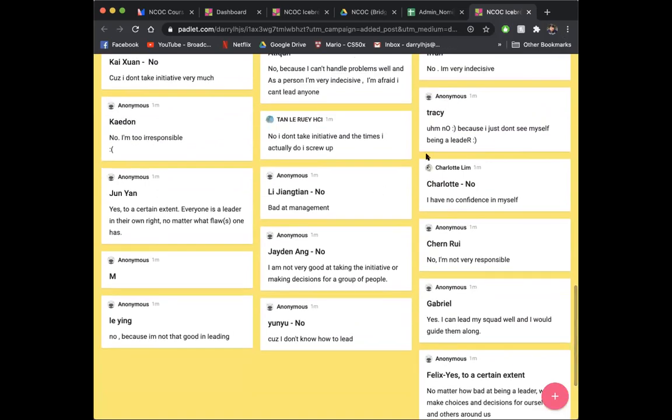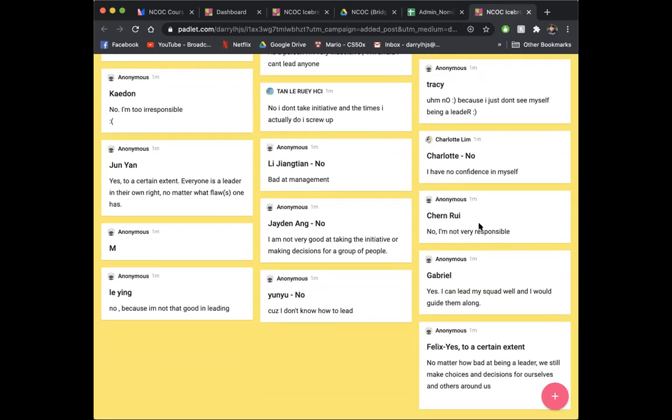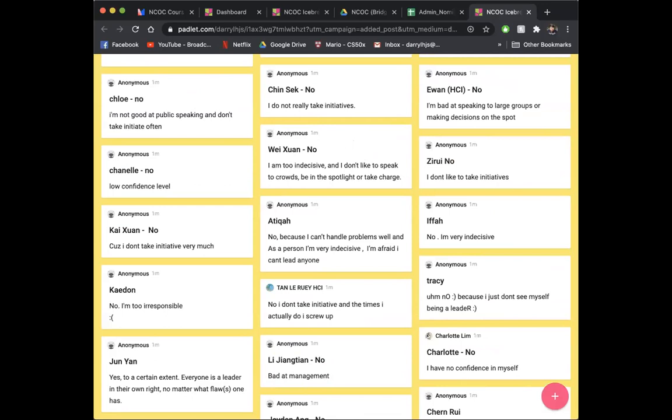Okay, no one wrote that they have a lot of initiative, but I noticed Gabriel wrote that you can lead your squad well and you like to guide them along. So I'll take that as initiative.